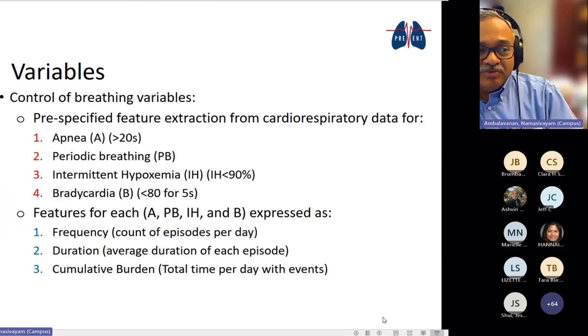So what exactly did we analyze from the heart rate and respiratory data? This is continuous data. Every second we had data on all the hundreds of babies. We collected data on apnea, defined as more than 20 seconds, periodic breathing, intermittent hypoxemia, and bradycardia. For each of these features, we looked at frequency, that is how many episodes they had per day, duration, that's the average duration of each episode, and finally the cumulative burden, that's the total amount of time per day with events.